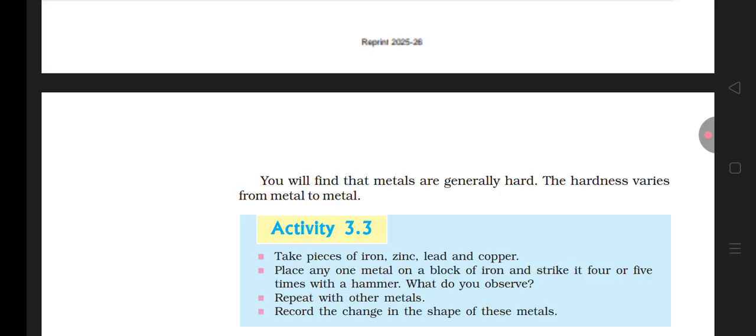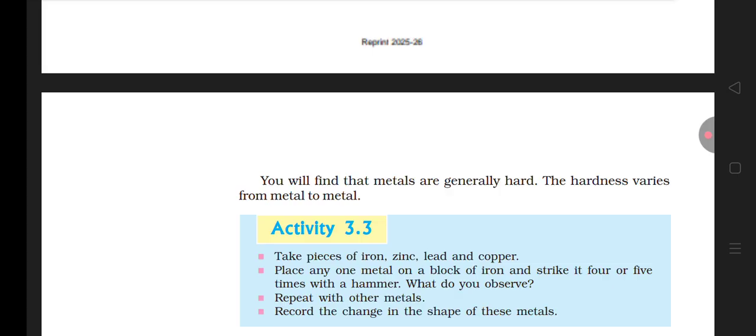Now, dear students, metals have one property, that they can be beaten into thin sheets. Thin sheets means they can be converted into thin sheets. What is this property called? This property is called malleability. Metals are highly malleable. Like you must have seen aluminium foil. Aluminium foil is the malleable form of aluminium. When we beat aluminium so much that it converts into sheets, these sheets are used as aluminium foils, which are generally used to wrap our food.